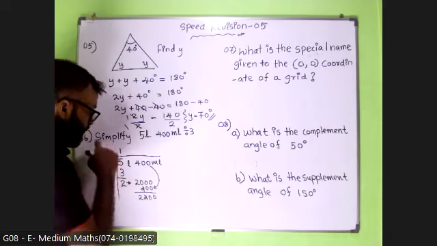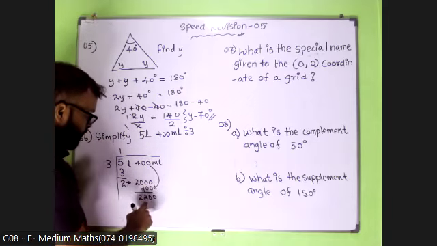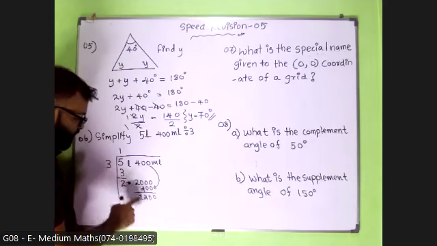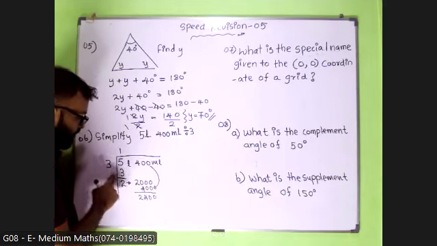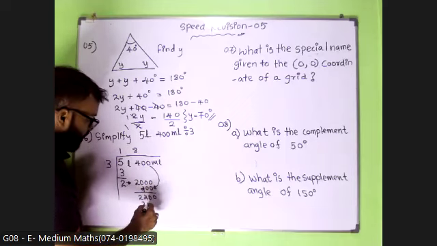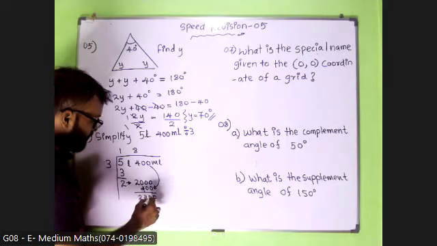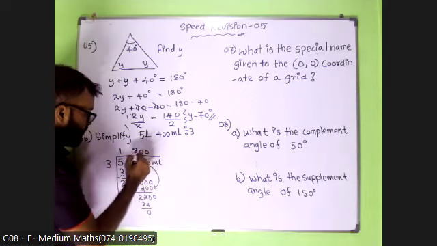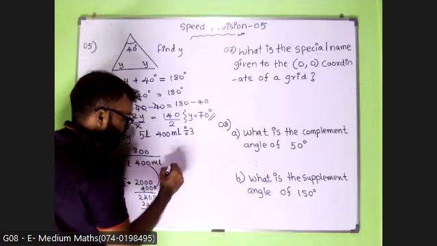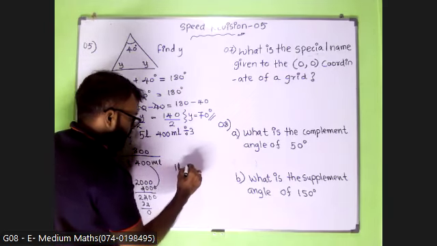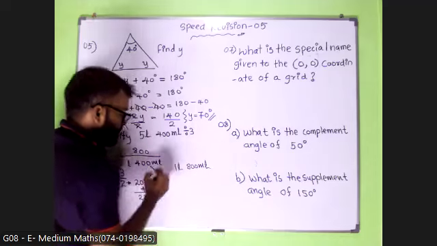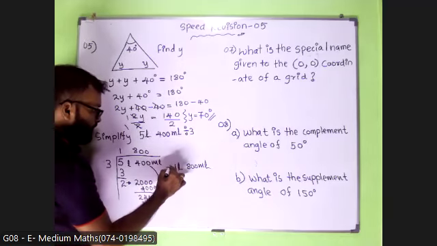So I am going to divide 2400 milliliters by 3. How many 3s are there in 24? 3 times 8, 24. Subtract, and 0, 0. So the final answer should be 1 liter and 800 milliliters. This is the first way.